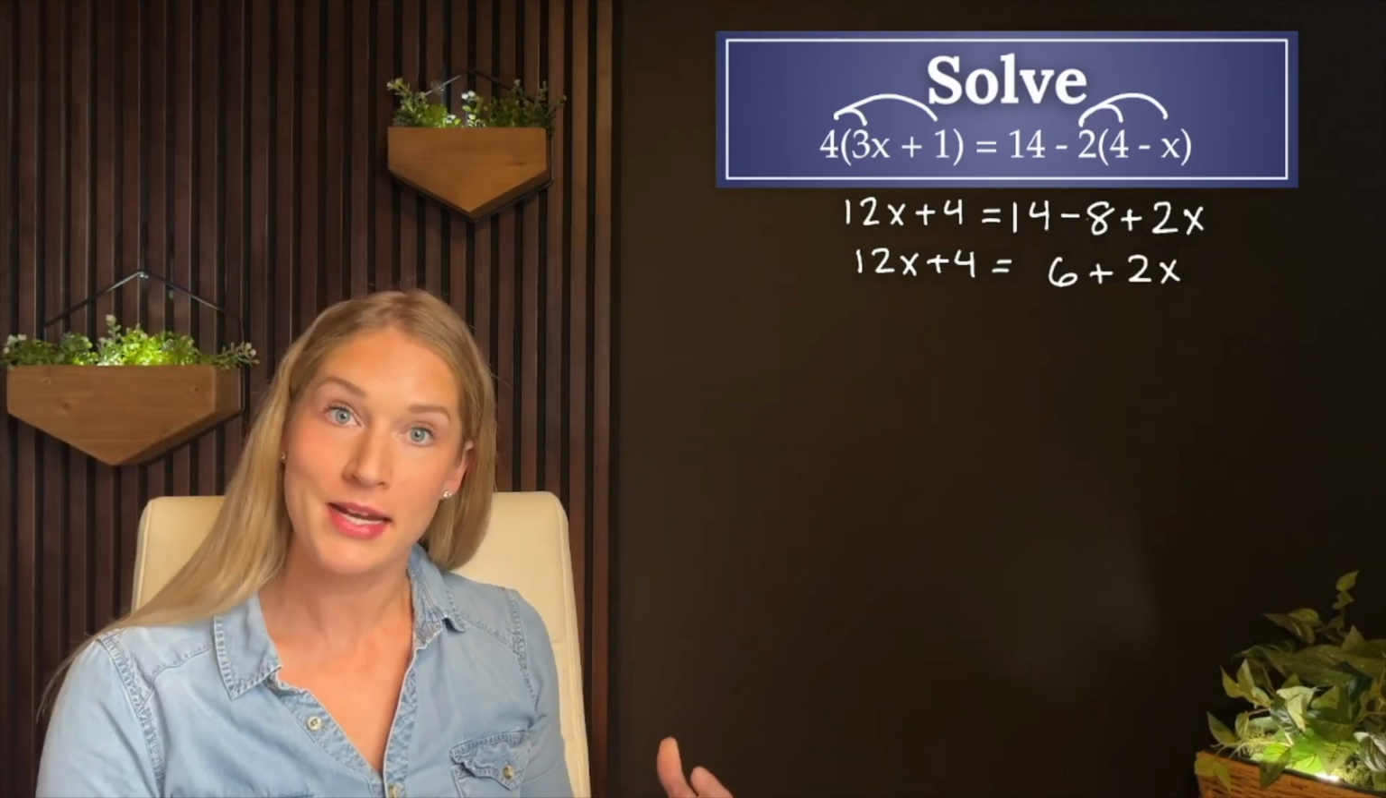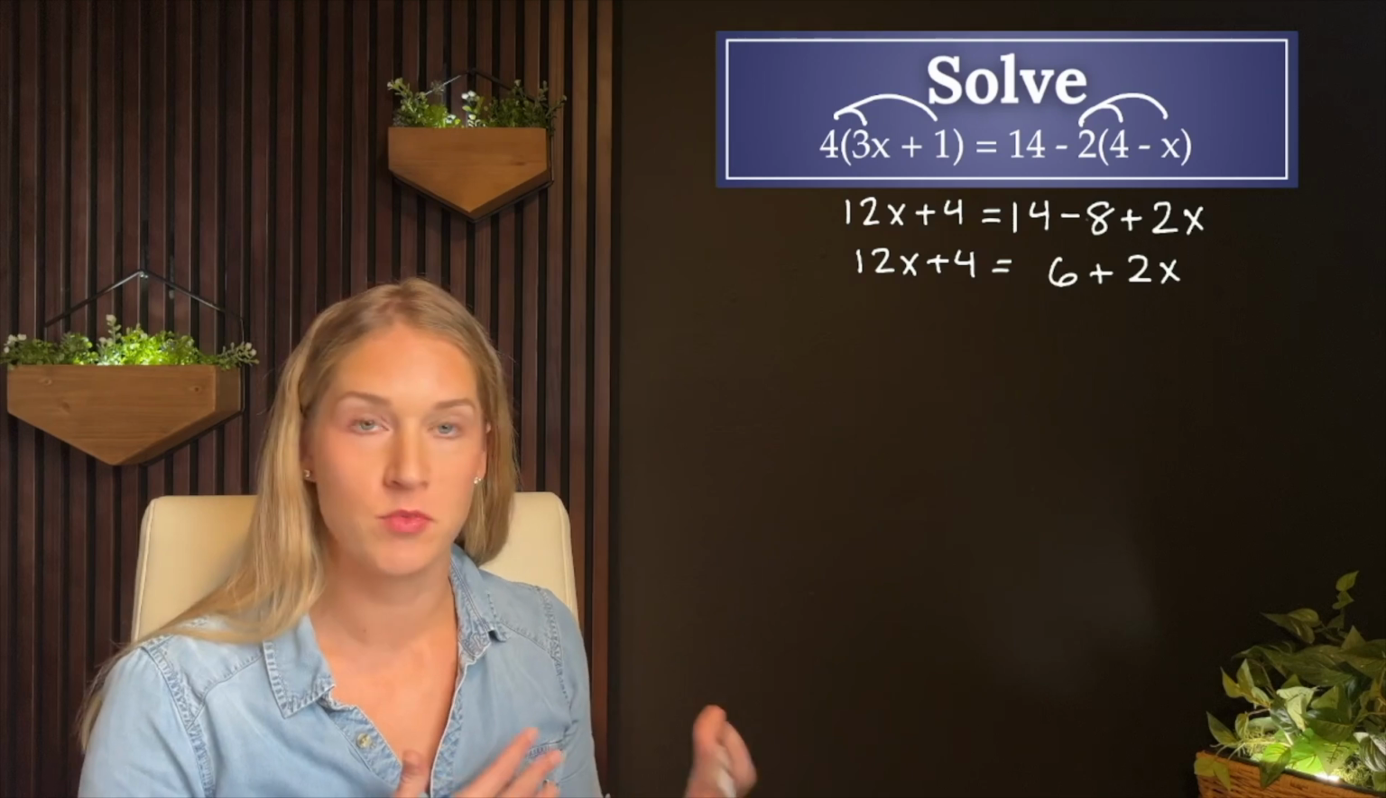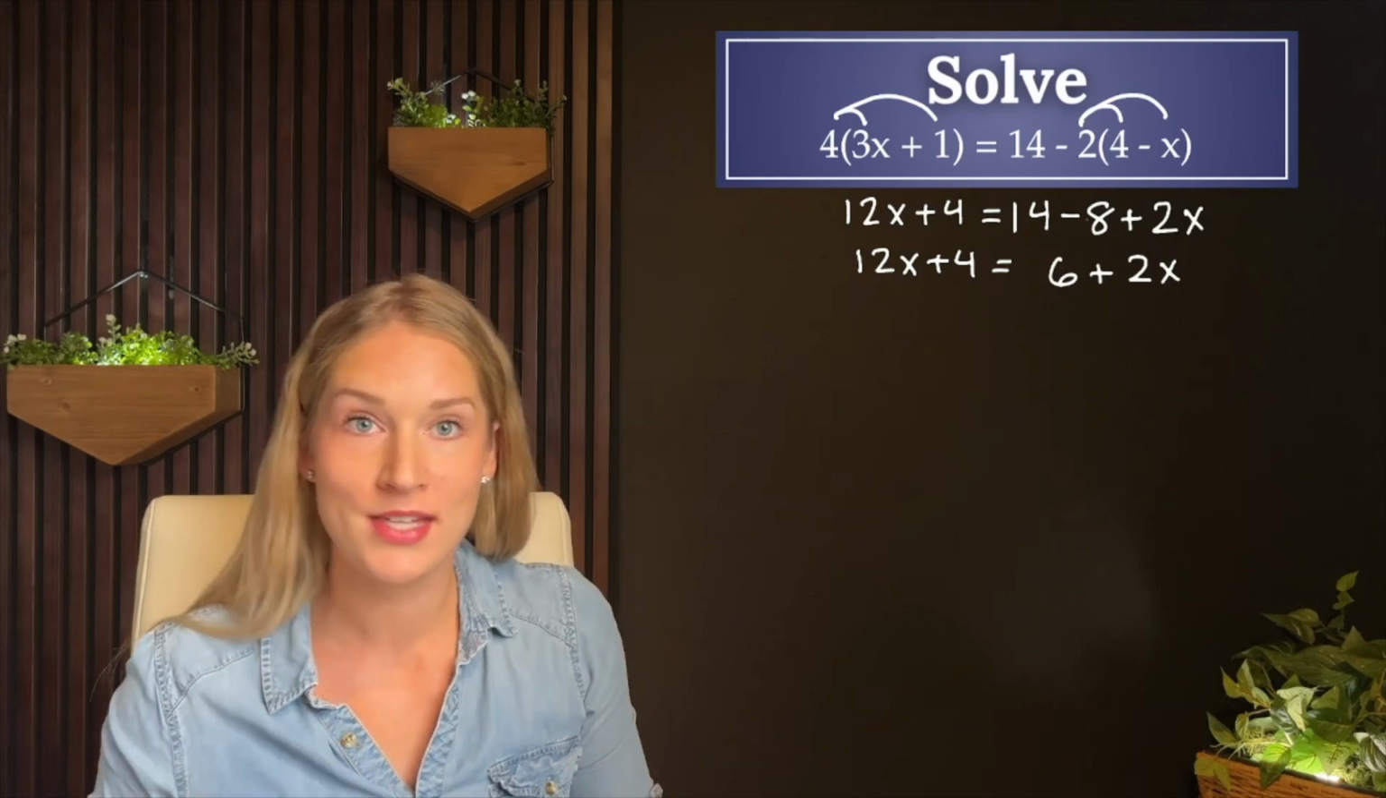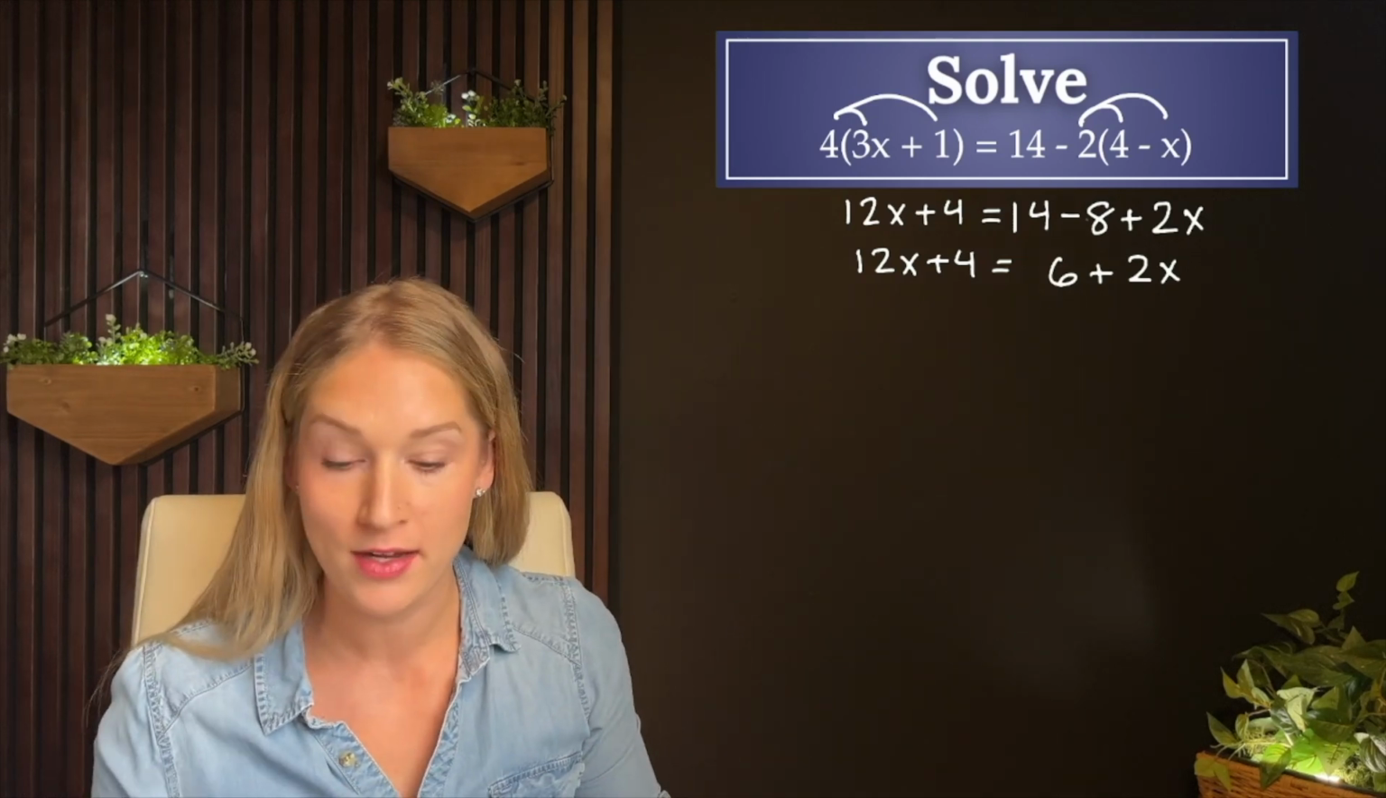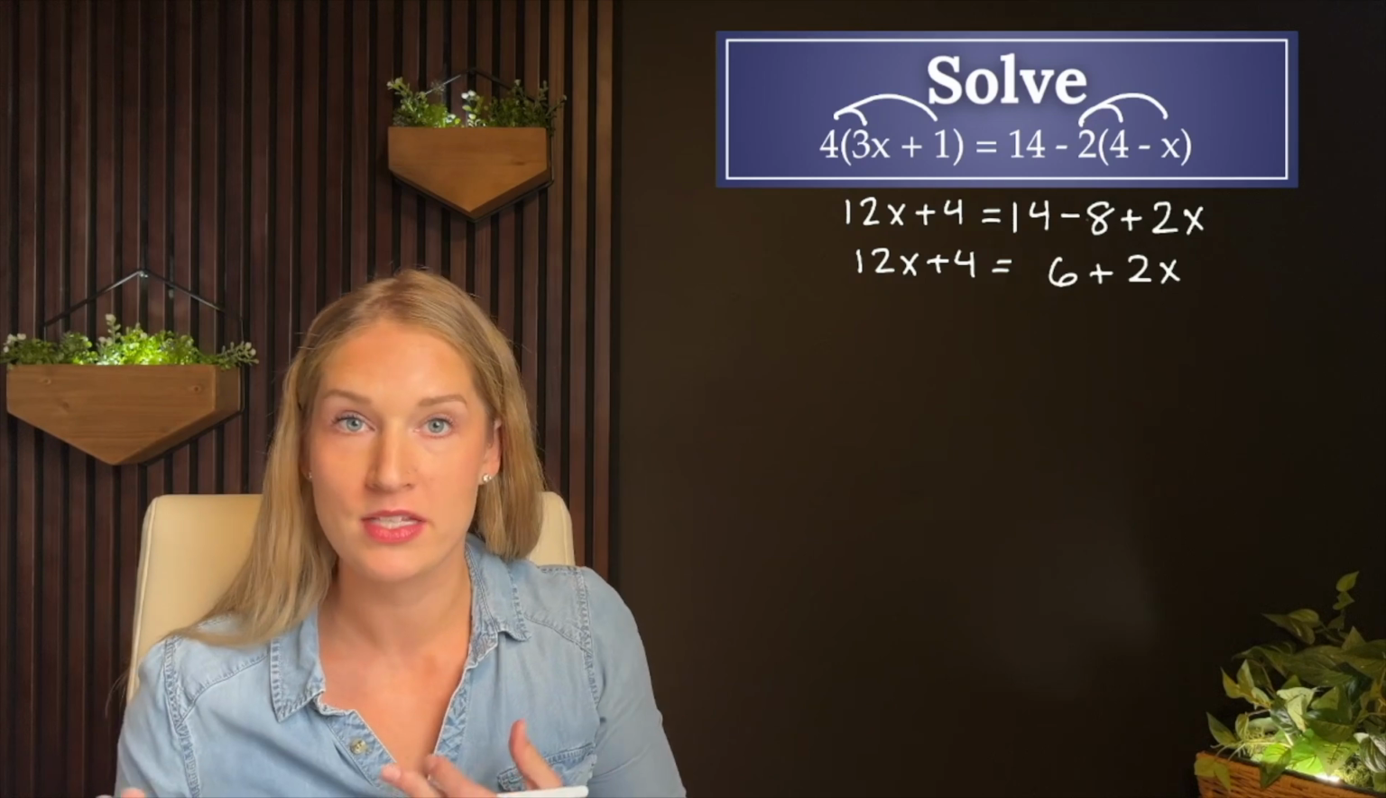So now on the right, there's nothing further that I can do to add, subtract, multiply, divide. So everything on each side separately is totally simplified. So now I can start moving things from one side to the other.